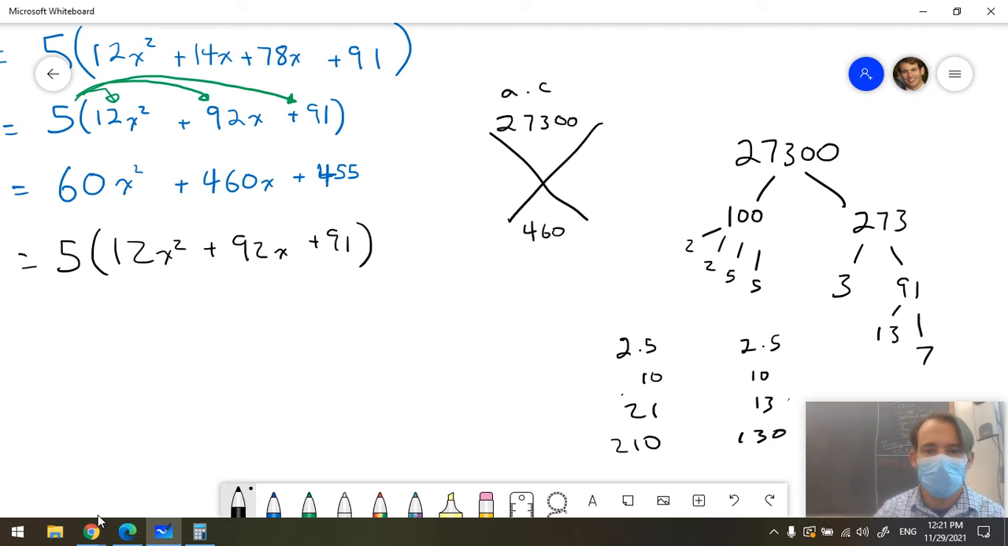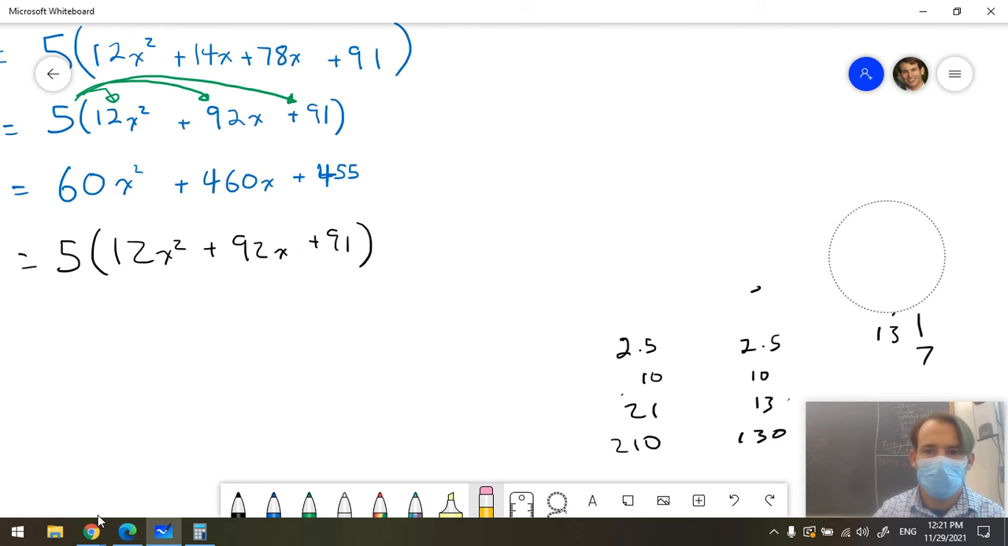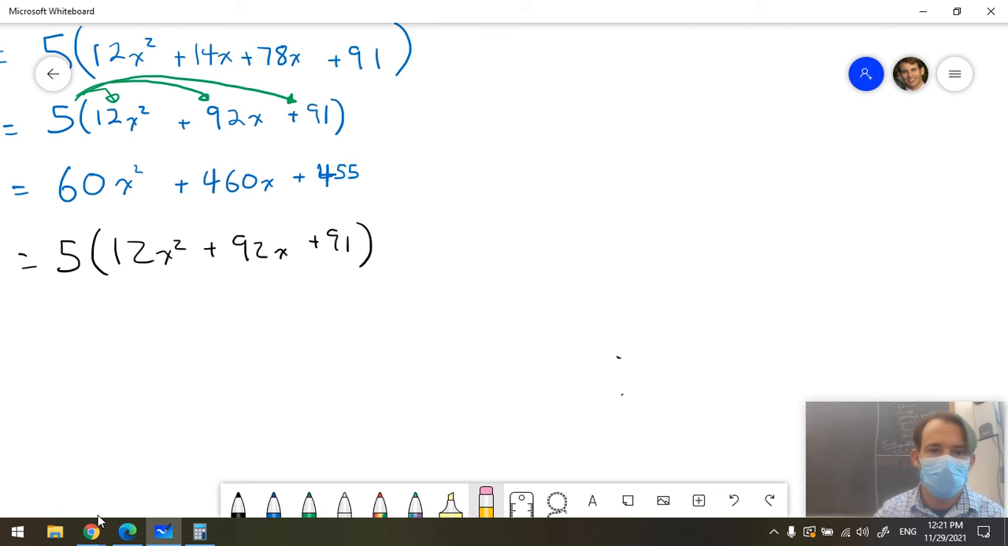Okay, now I'm playing a different x game. Okay, now I'm playing an x game that I can solve. And it's going to look like this. Two numbers that multiply to 12 times 91 and add to 92. So it's still not easy, but it's going to be doable now. The other one was doable. It was just too challenging for me.